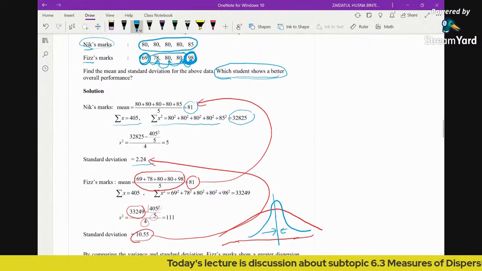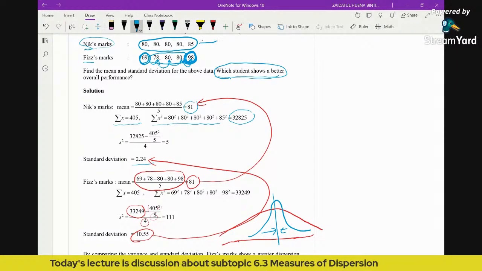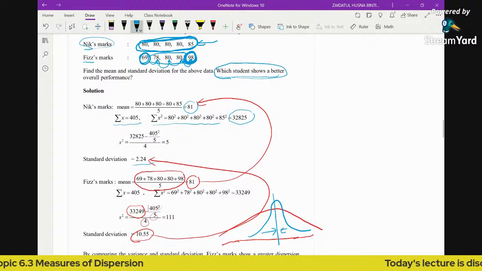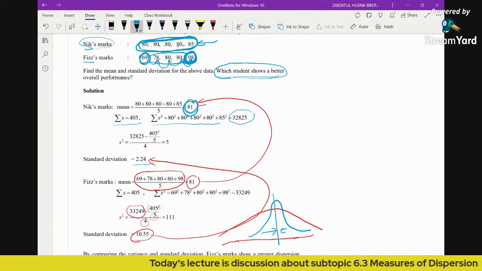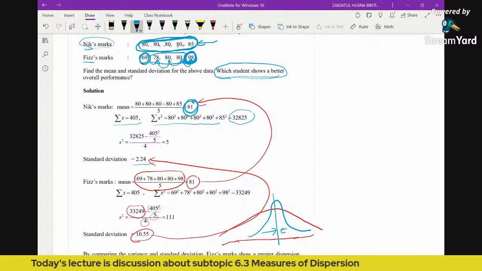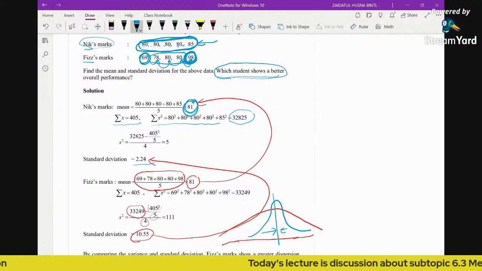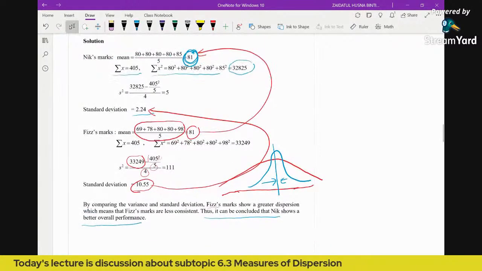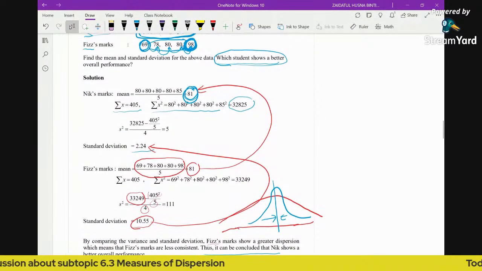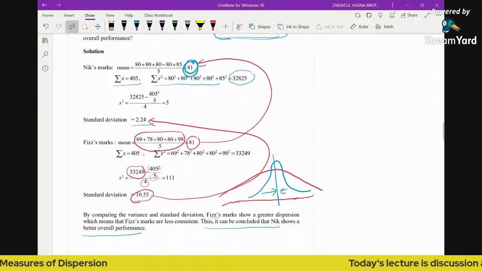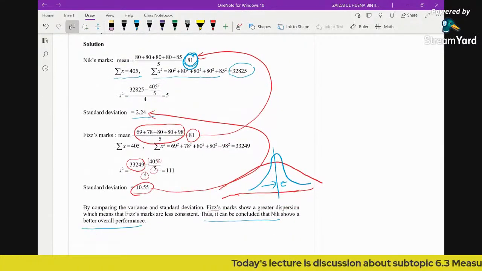Because you can see that Nick's marks are very close to the mean, because the mean here is 81. If we compare each and every data here, they are very close to the mean. The closer the data is to the mean, the less dispersed the data is, and the more consistent the data would be. So that is how we identify which student has better overall performance.